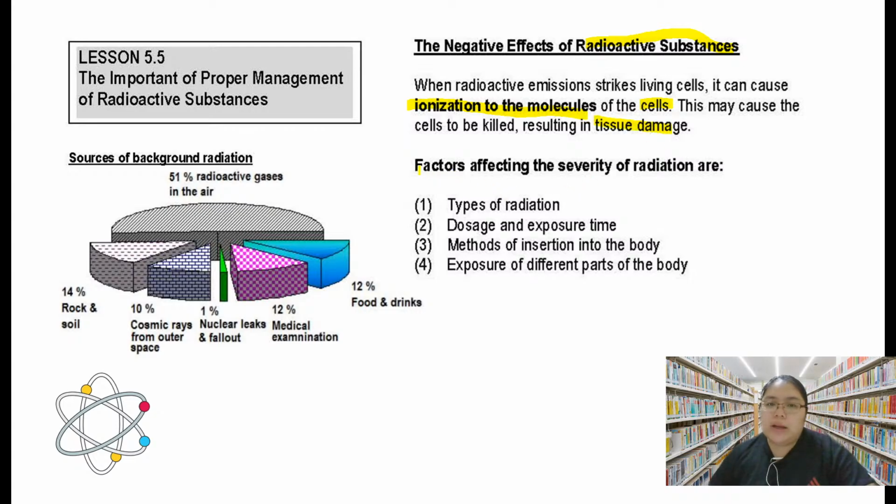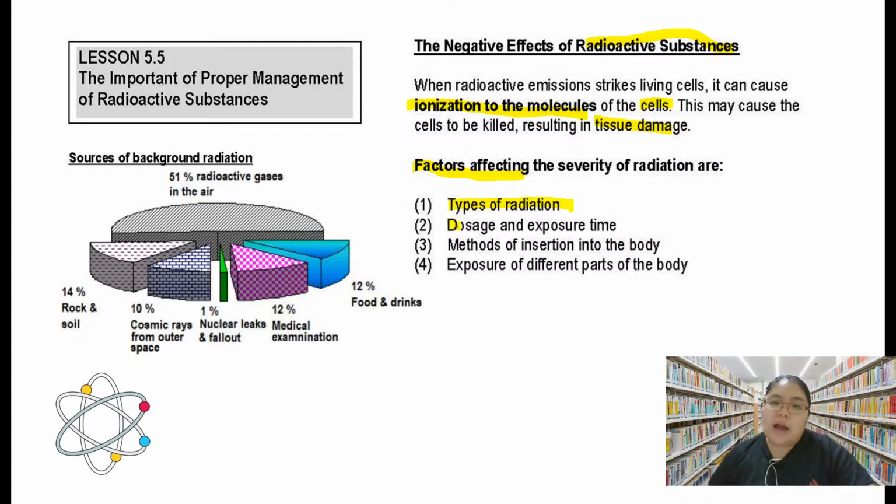Okay, let's see the factors. The factors for how to count whether the radiation is high or low. It depends on the factors. Not every time is it 100%, no. So we see what dosage is put inside your body. First one is the type of radiation. Sure, we have alpha, beta, gamma, different types, different effects.